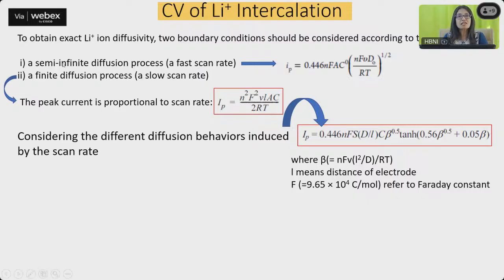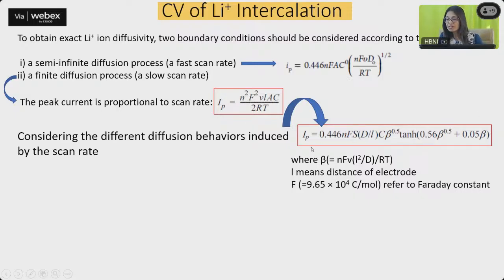So if you have a semi-infinite diffusion process, which is a fast scan rate, this is going to be the equation where your IP is basically dependent on the square root of your scan rate. Whereas if you have a finite diffusion process, which is a very slow scan rate, in that case, what is happening? This IP is directly proportional to your scan rate. So considering the different diffusion behaviors induced by the scan rate, this is the final equation which you have.